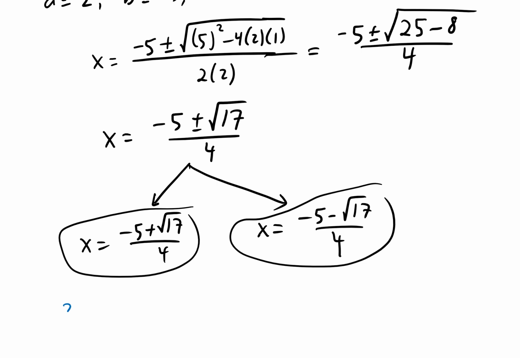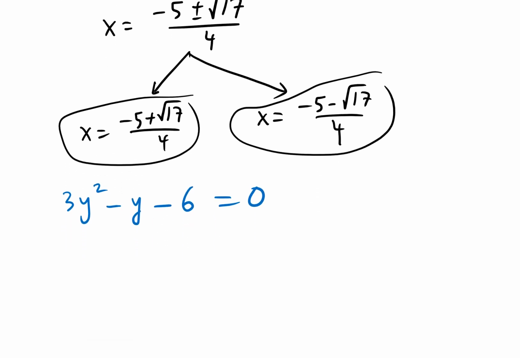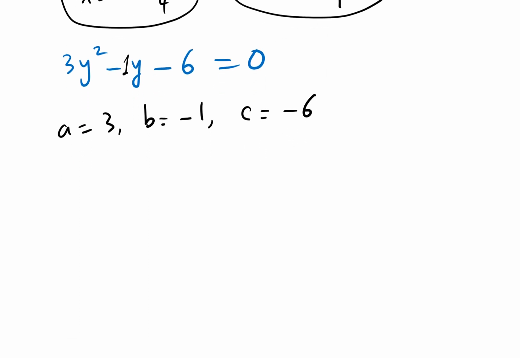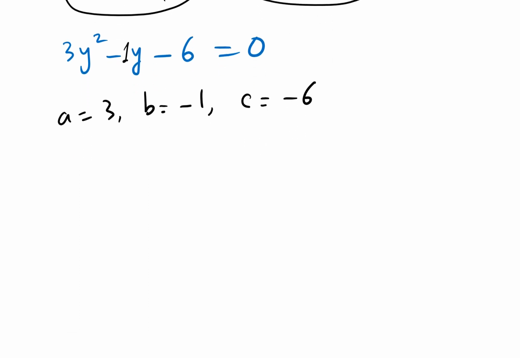Maybe let's say 3y squared minus y minus 6 equals 0. So again, this is non-factorable. Okay, so we use the quadratic formula. a here is 3, b is negative 1, and c is negative 6. And you may pause the video and try it on your own first.